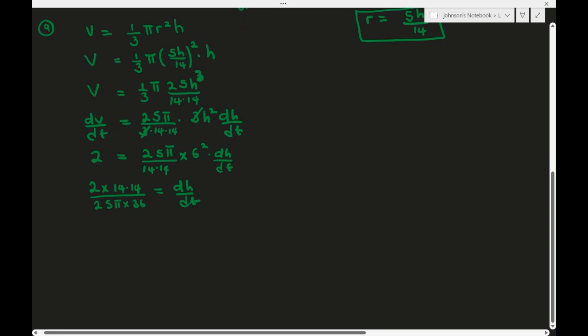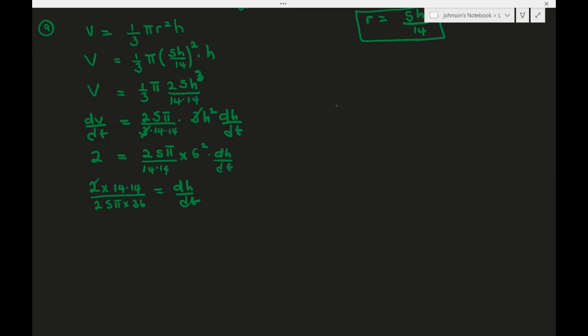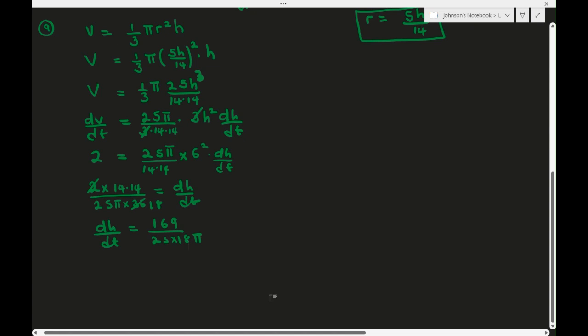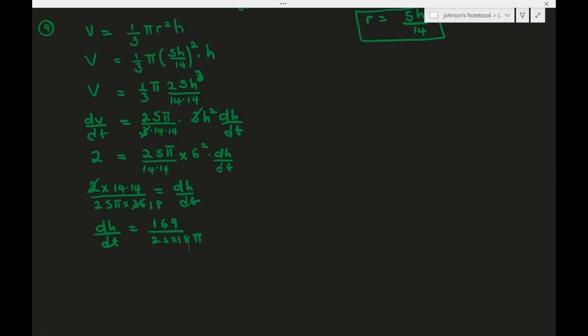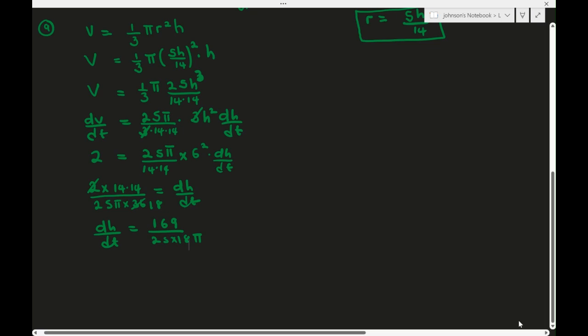And here you can try to simplify it. For example, here 2 and here, this will give us 18. So dh/dt, it's simply, I think this is like 169, right? Over 25 by 18. So let me just put it here. But don't forget, we have a pi at the denominator.